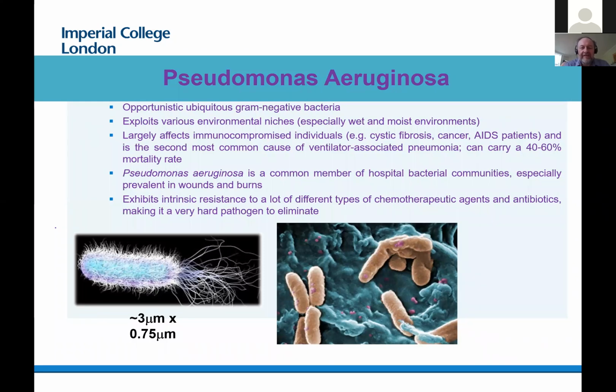It is particularly dangerous for individuals who've got medical problems, and particularly those who are immunocompromised, people with cystic fibrosis, cancer, or AIDS. They are actually at some risk with these particular bacteria. And sadly, it's one of the most common causes of ventilator-associated pneumonia, which has sadly a very high mortality rate. And also, Pseudomonas is a very common member of the hospital bacteria community, and it's particularly prevalent in wounds and burns. So it's quite a common bacteria.